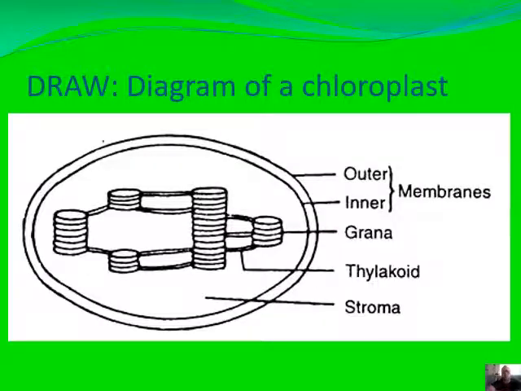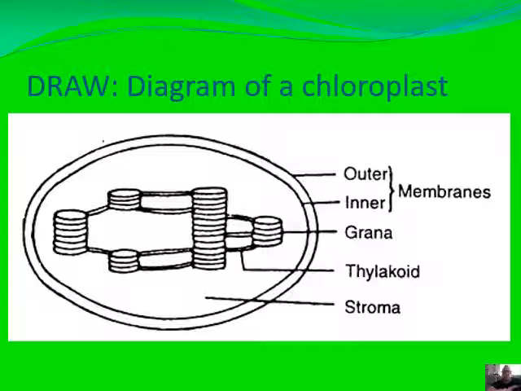I want you now to stop the video and I want you to draw this. I just want to add a couple of things to this, please. Please will you also include a little squiggly line somewhere along there which indicates chloroplast DNA, and label it chloroplast DNA. And I also want you to add a little circle in somewhere and I want you to label that starch grain.